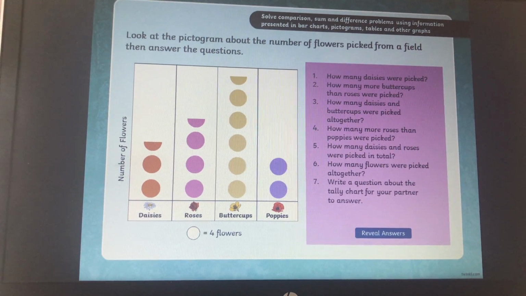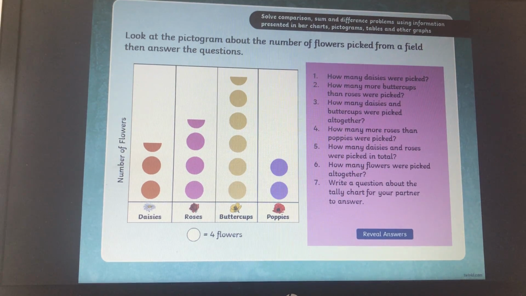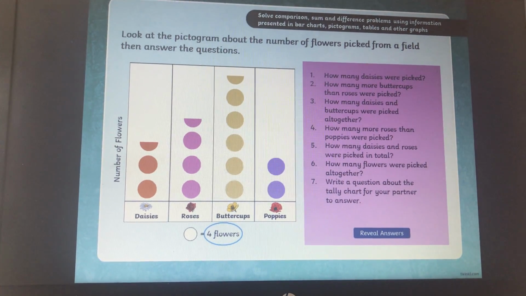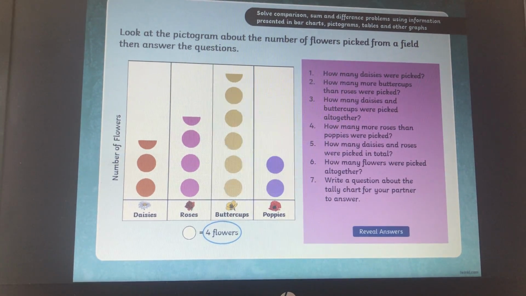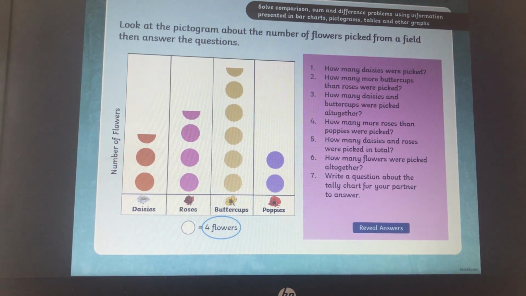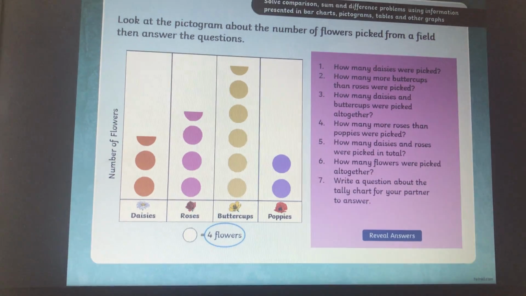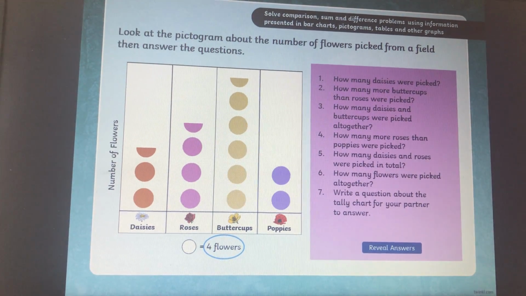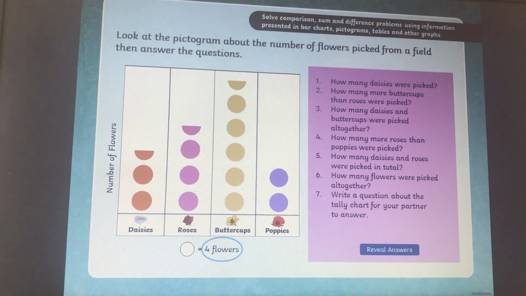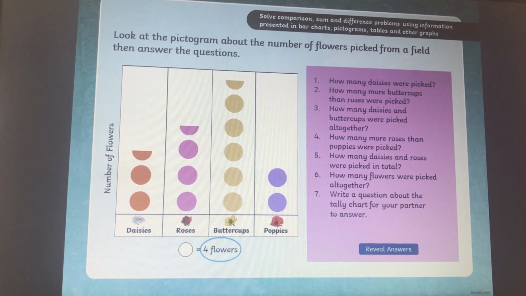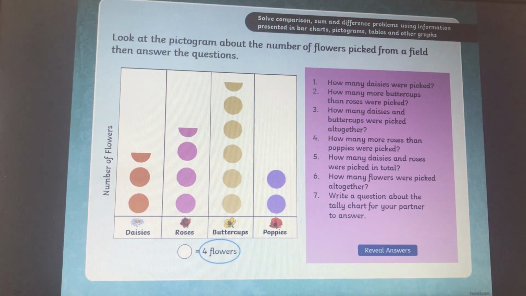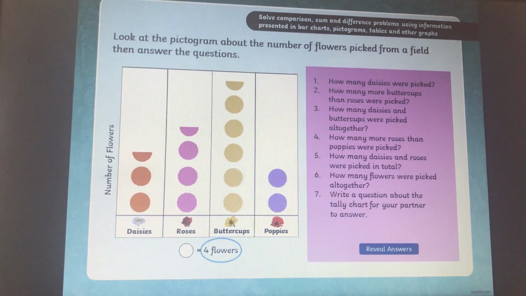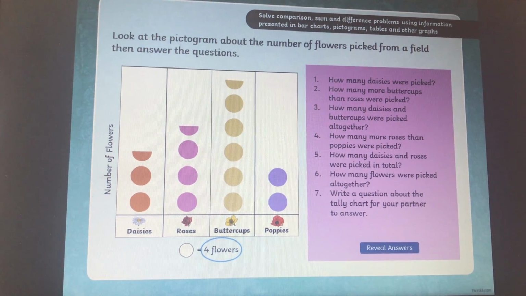We are now going to move on to pictograms. Before you attempt to answer the questions, you need to work out what each symbol represents. In this pictogram, each circle is equal to 4 flowers, so half a circle is equal to 2 flowers. Now that you understand the key, you can answer the questions.